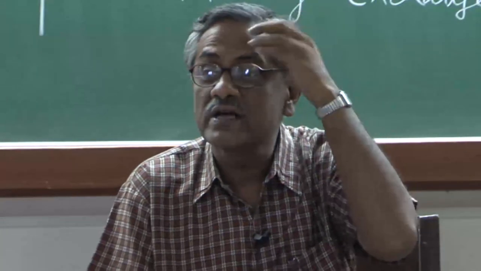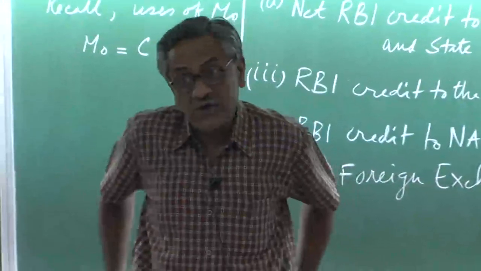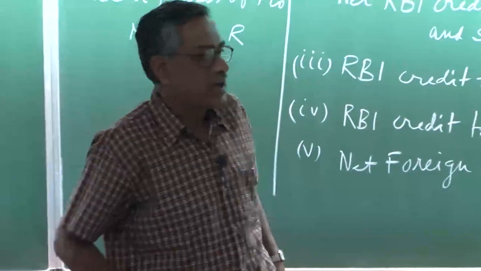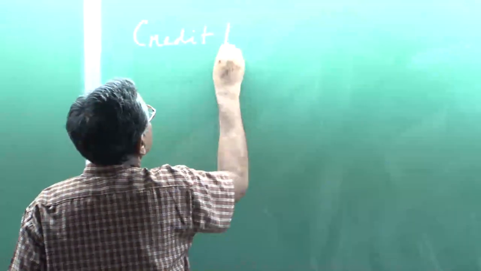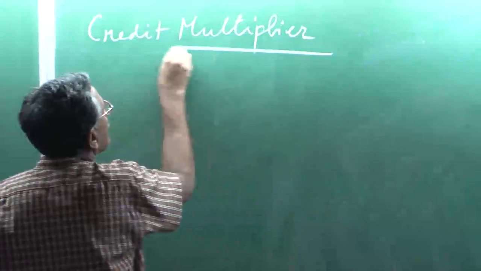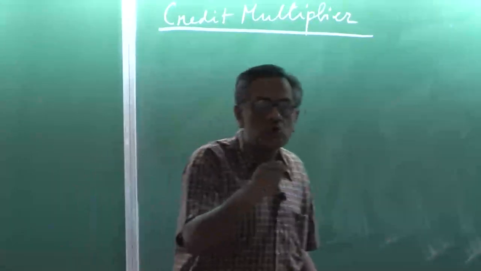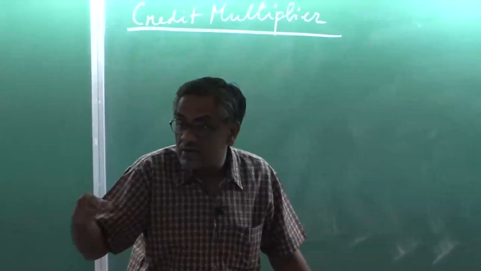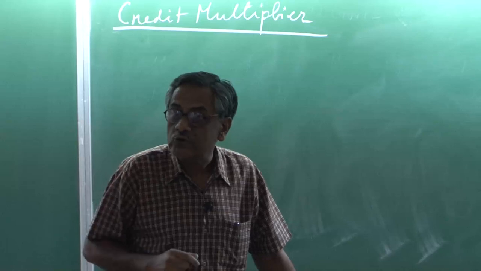Next is credit multiplier. Let me talk now slowly about the connection between money supply and monetary base. I will start with a very simple multiplier concept in monetary economics, not macroeconomics, monetary economics. Let me explain that to you. Credit multiplier. When banks give a loan to somebody, it creates a multiplied effect on the economy, which we usually don't understand. And I need to explain that to you.